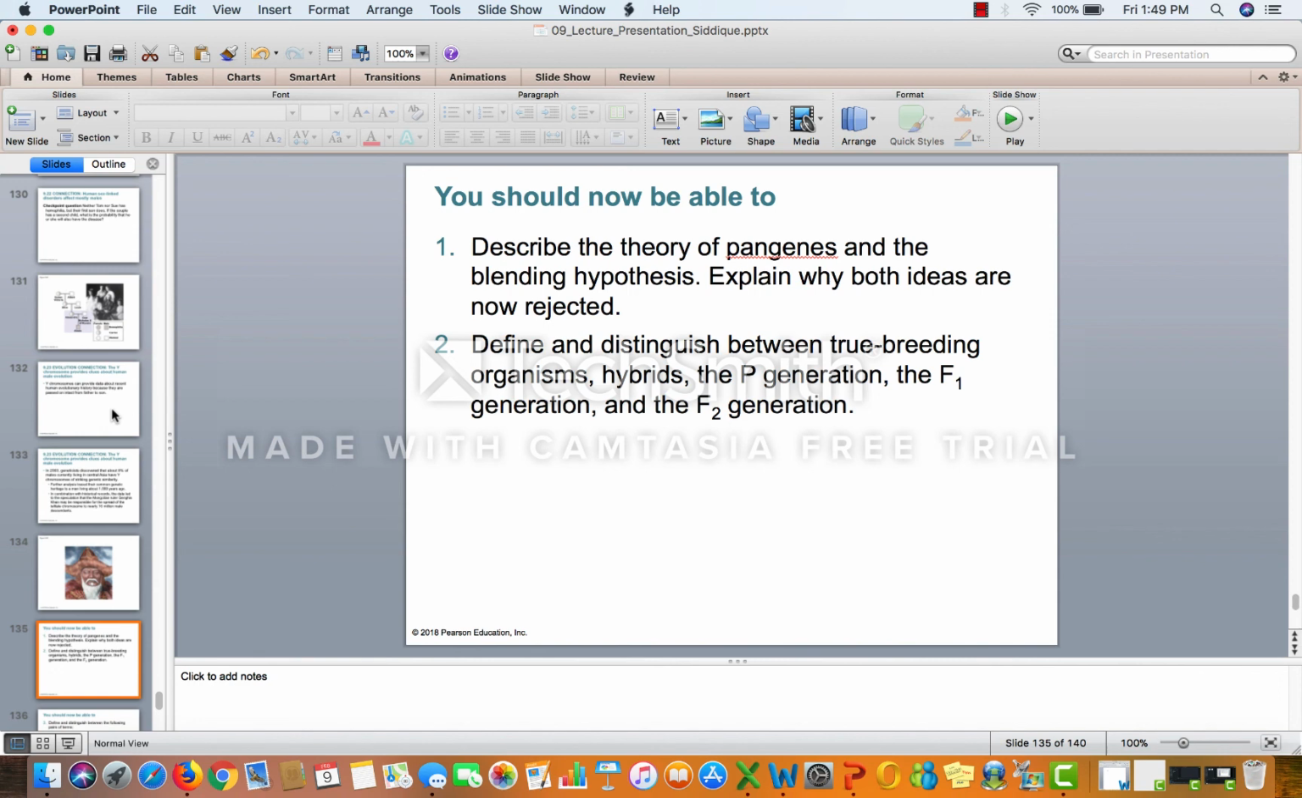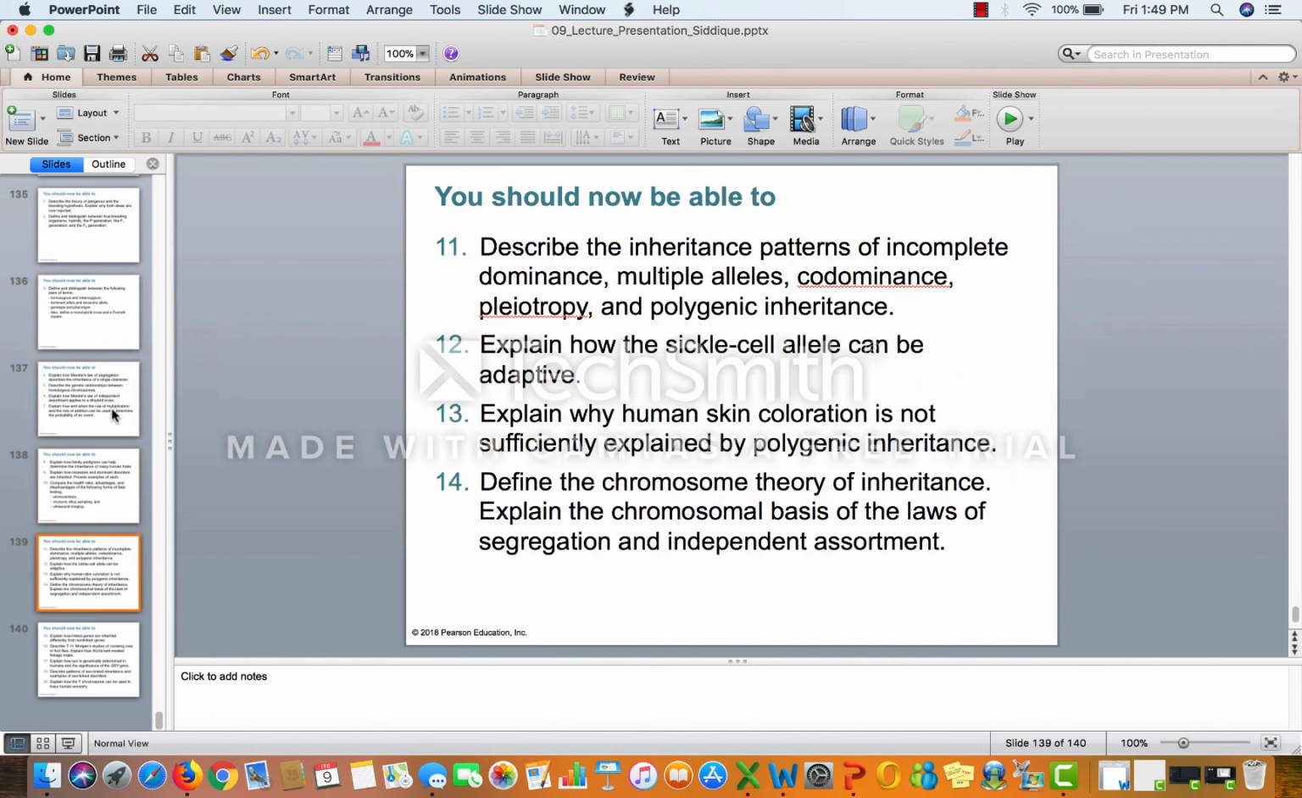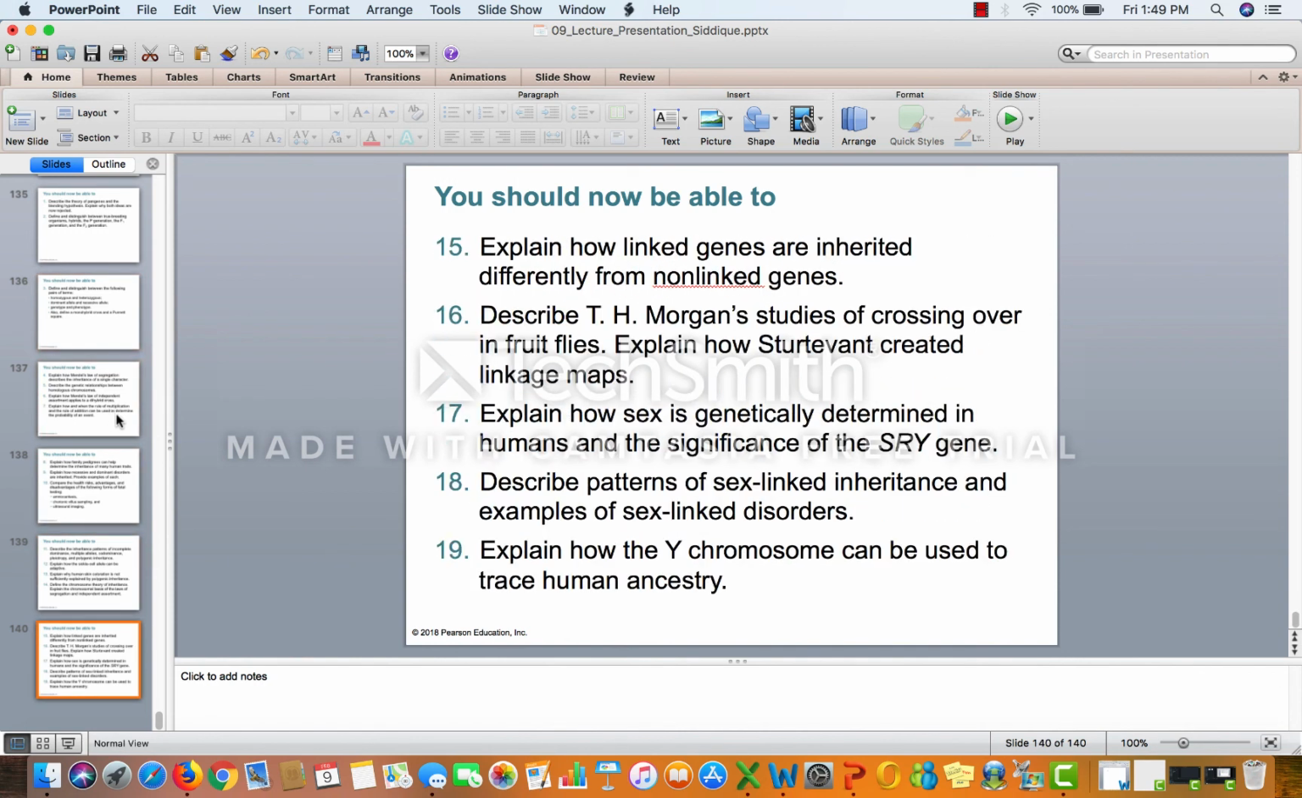Okay, here's the end of the entire chapter. Make sure you guys are able to do all of these. Tell me the theory of pangenes. Tell me the difference between P generation, F1, F2. Determine all of this and then explain it to your fellow lab mates. And then you guys are good to go.